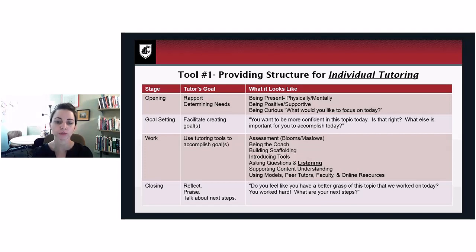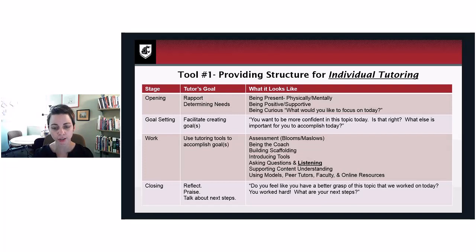So you're going to try to assess where the student's at so you can meet them there. You'll be the coach, build that scaffolding around the student, introduce tools and resources, use that Socratic questioning, lots of good listening. So you should be speaking less than you're listening when you're in a tutoring relationship, asking really good questions, pausing, waiting, being comfortable with that silence so that the student has time to think and process and respond and realize what they need to know.